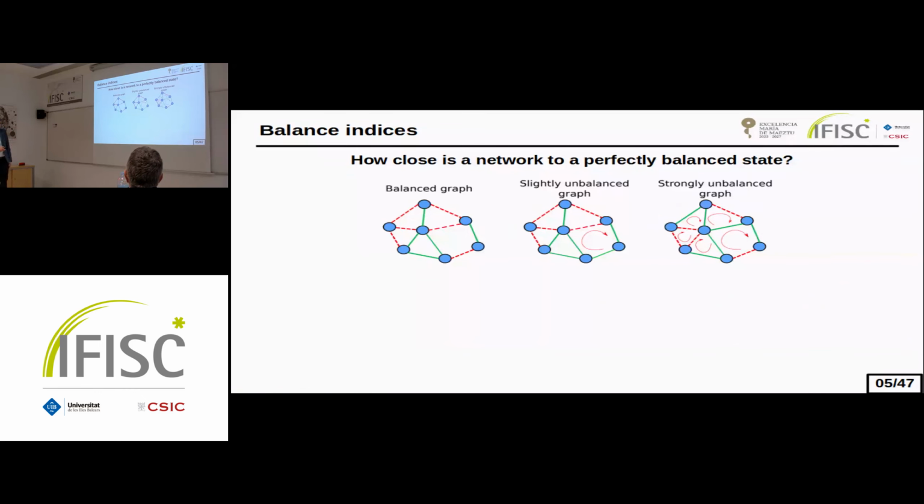As an intuitive example, this network is unbalanced, but it only has this unbalanced cycle, but this network is also unbalanced, but it is clearly more unbalanced. There are many unbalanced cycles.